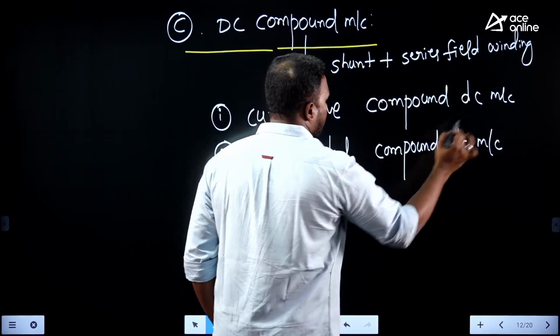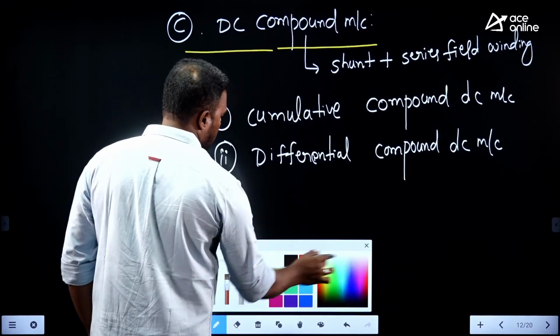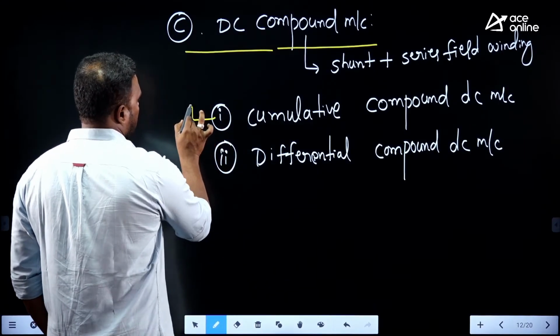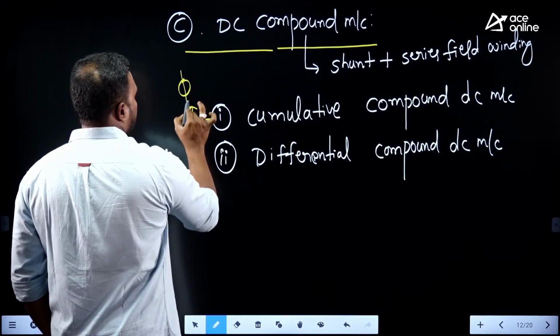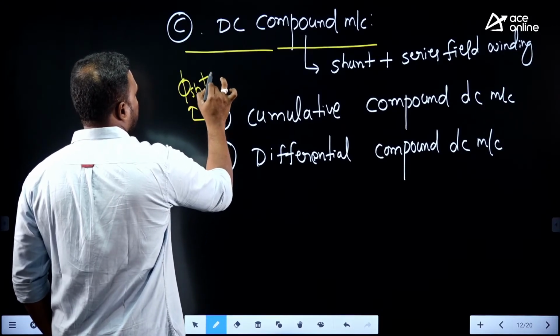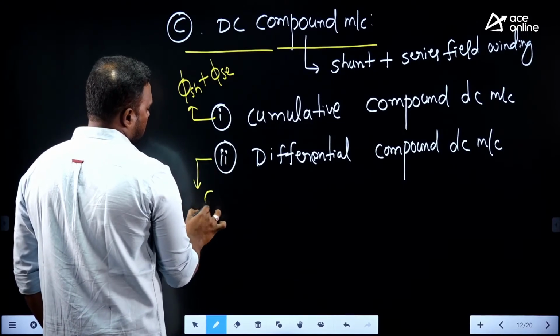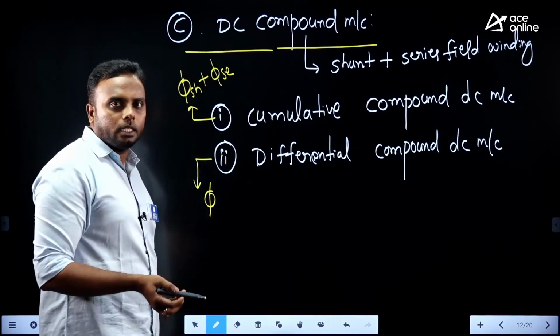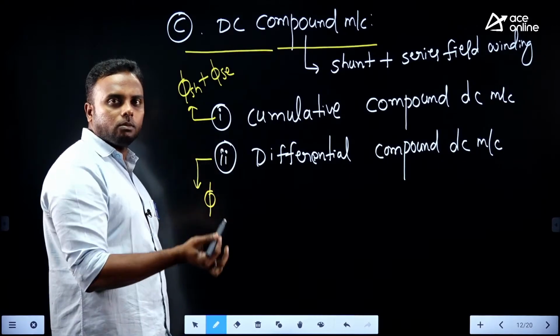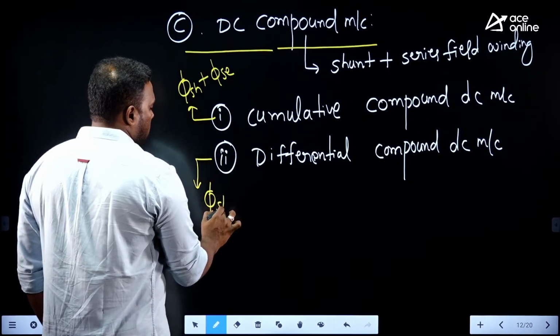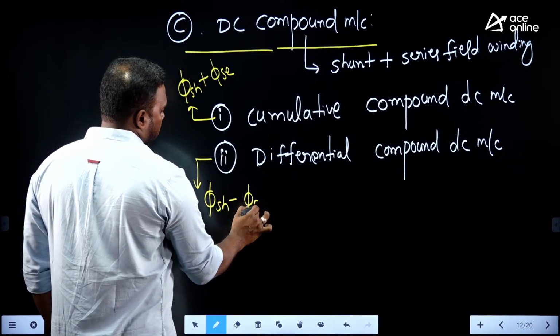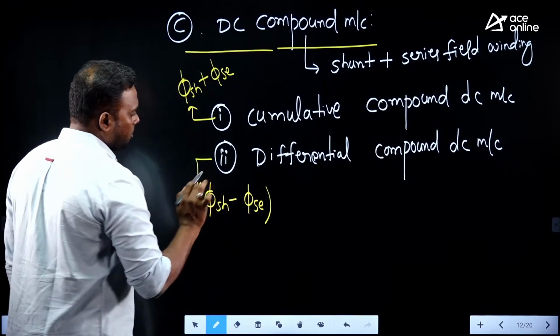So here itself I am representing what the meaning of cumulative is. We get cumulative when the two fields are added under the pole, phi sh plus phi se. That is called cumulative. If the two fields are subtracted, that is, both are flowing in opposite directions, suppose shunt is coming down and series is moving up, then the flux under the pole will be subtractive in nature. This is called differential compound.